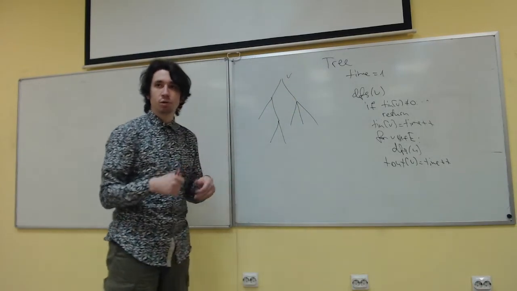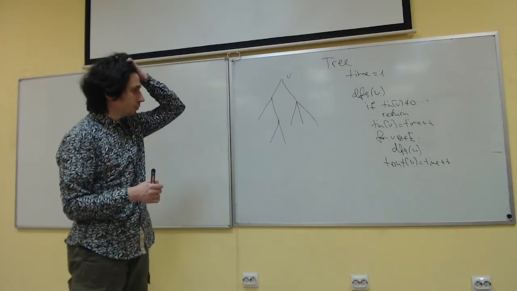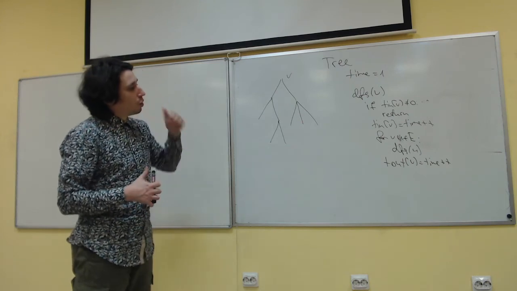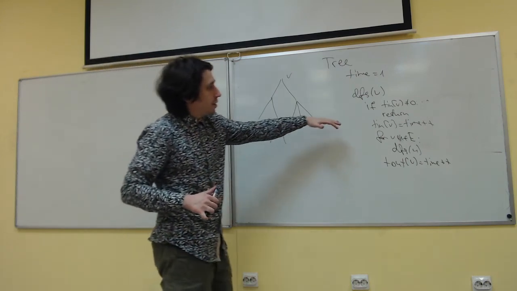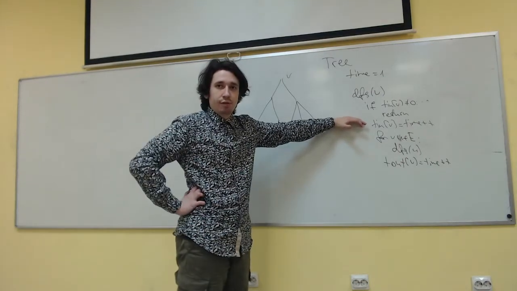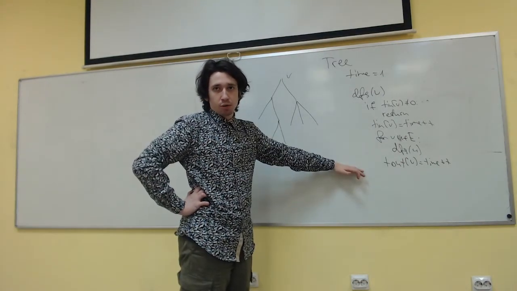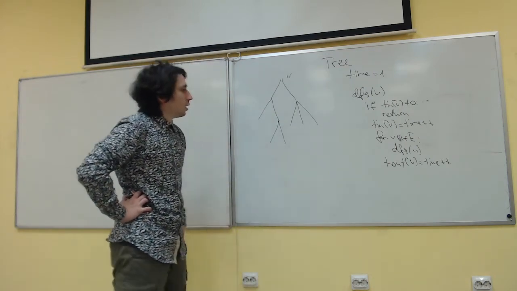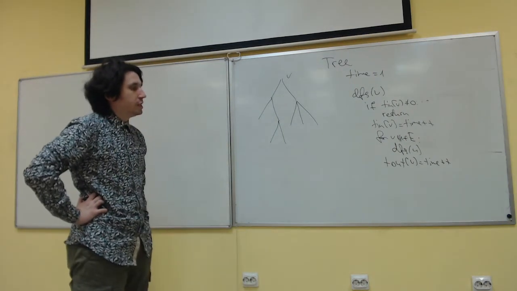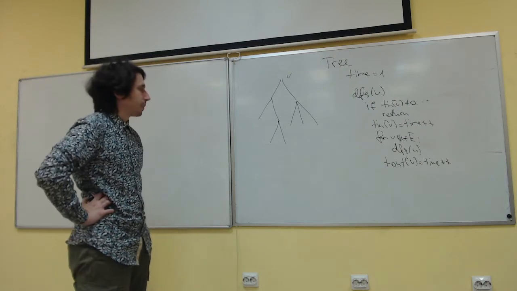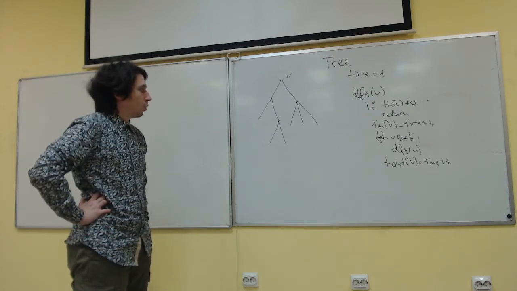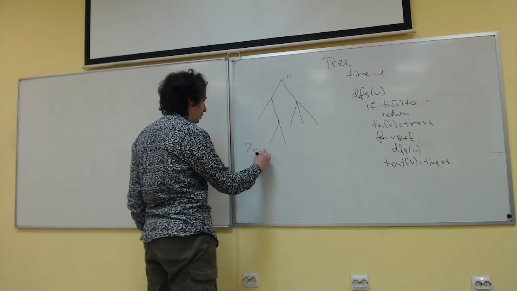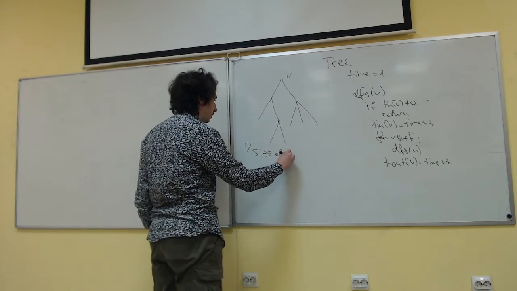So we store the time when we get to this vertex in the DFS and the time when we get out of this vertex in the DFS. So we calculate this t in and t out. The first question: the size of the subtree. How to calculate the size of the subtree?